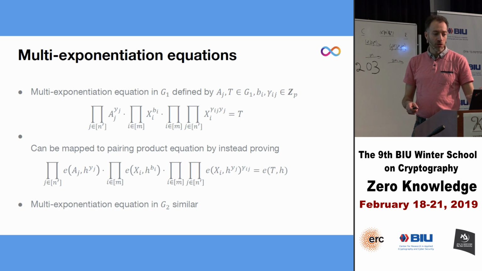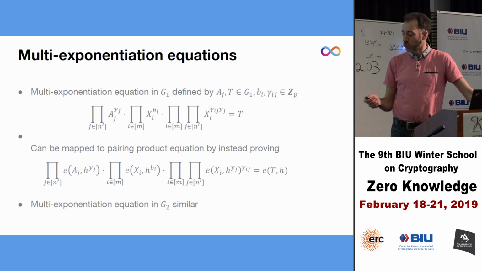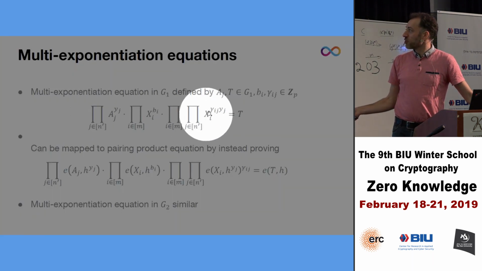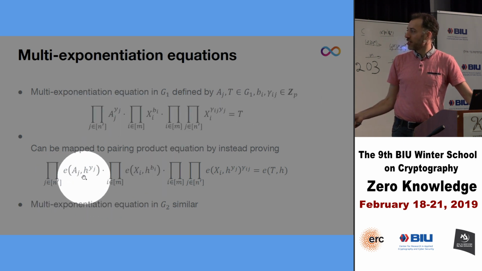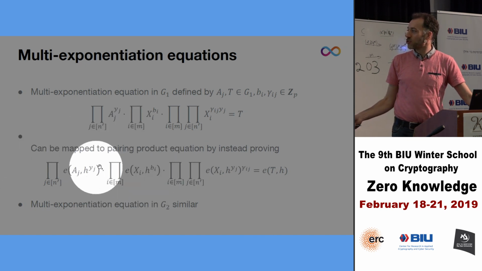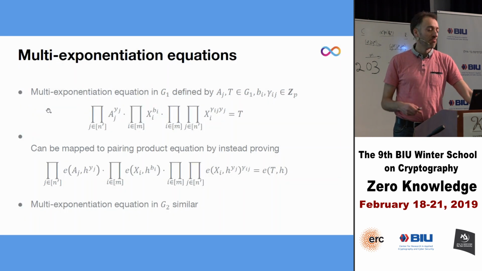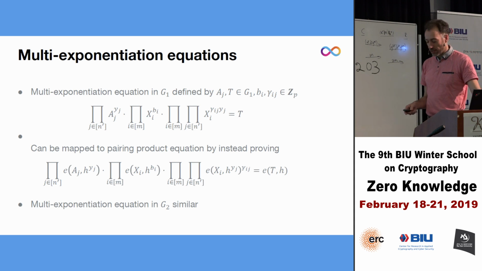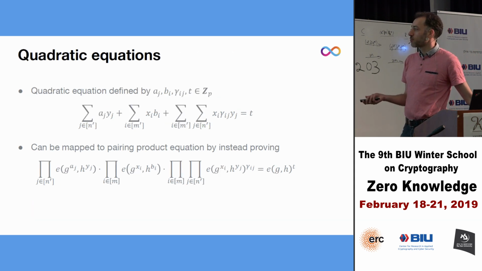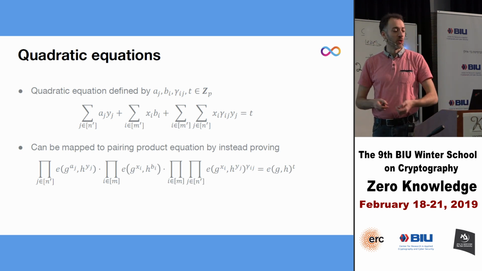Okay. If we're interested, instead of pairing product equations, in multi-exponentiation equations, well, they're pretty simple to rewrite. So if you take this multi-exponentiation equation, right, you could actually map it to a pairing product equation where you just take h to these yj's. And then you would do the proof as before, just using the h to the yj as the secret yj element. So that would be, when you work out all the details, the same thing as we had for the pairing product equations. And you could do that with quadratic equations as well, just move the quadratic equation to the exponent.